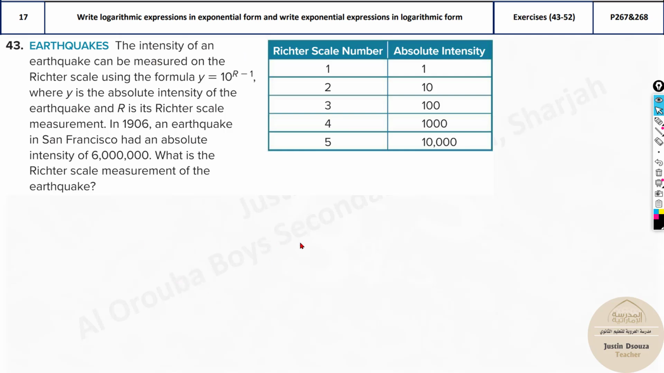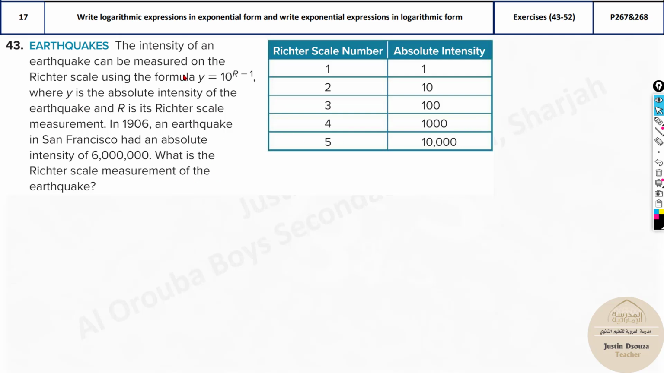The intensity of an earthquake can be measured on the Richter scale using the formula y equals 10 to the power r minus 1, where y is the absolute intensity of the earthquake and r is its Richter scale measurement. In 1906, an earthquake in San Francisco had an absolute intensity of 6 million. What is the Richter scale measurement of the earthquake? Over here, based on the absolute intensity, if there's only one, it's just one Richter scale number. If it's, say, 10,000, it's 5, and so on.